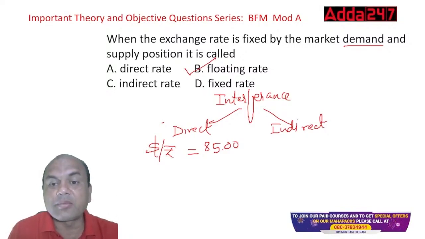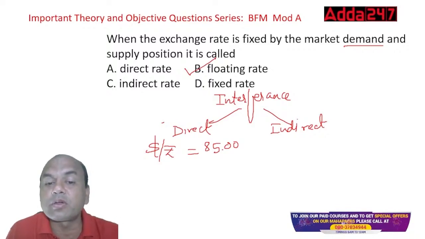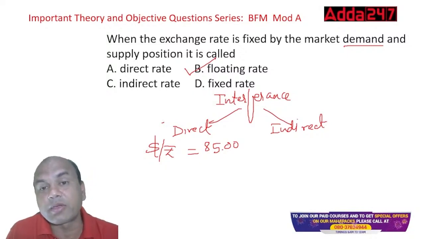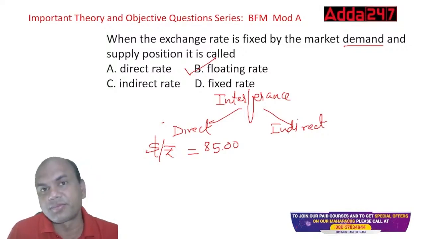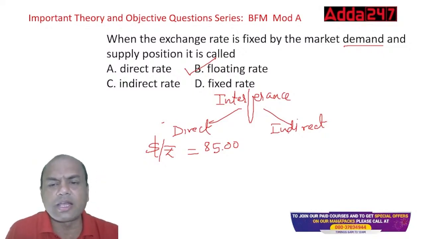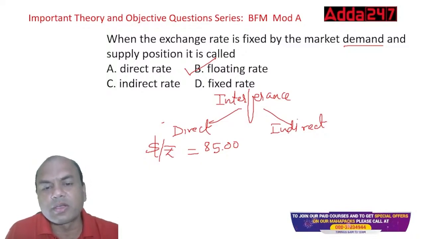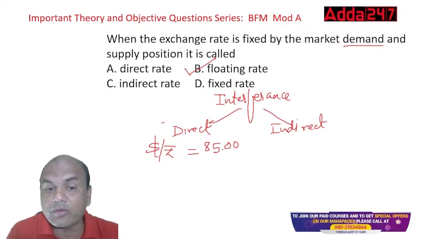What is indirect? Here, it depends on demand and supply, but RBI interferes indirectly. If the dollar rate is going too high, meaning there is less supply of dollars, then RBI will sell dollars. Indirect interference is allowed in all countries, even the USA, UK, and India, because that is the job of RBI. If your dollar rate goes very high or very low, it immediately affects your inflation position. So indirect interference is allowed. Direct interference is not allowed.